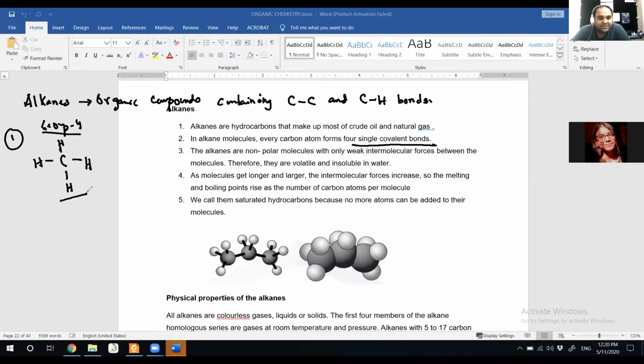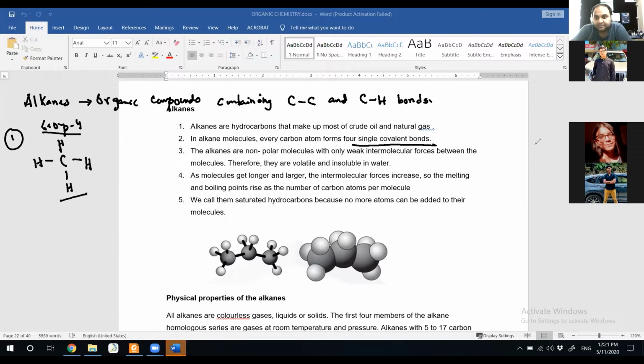So look here, this is a 1 carbon alkane. What do we call a 1 carbon alkane? Methane. Okay. A 2 carbon alkane? Ethane. So 1, 2.